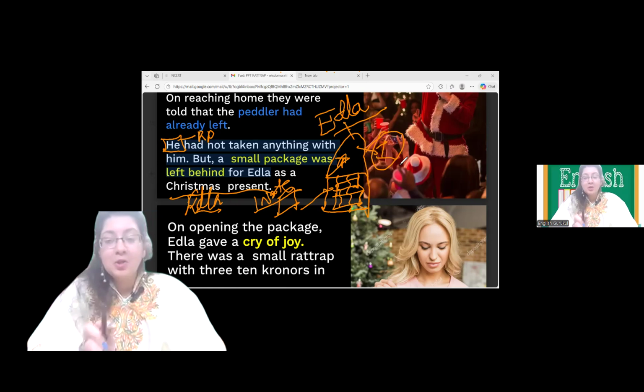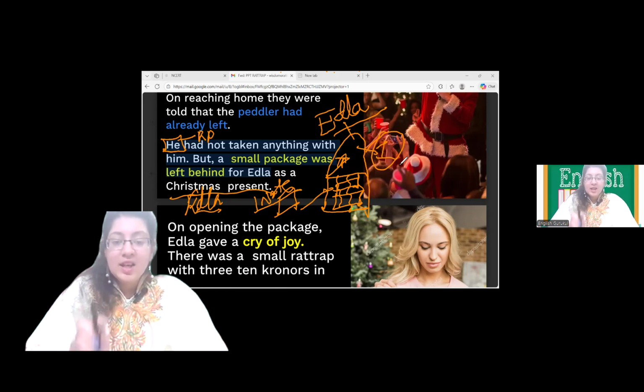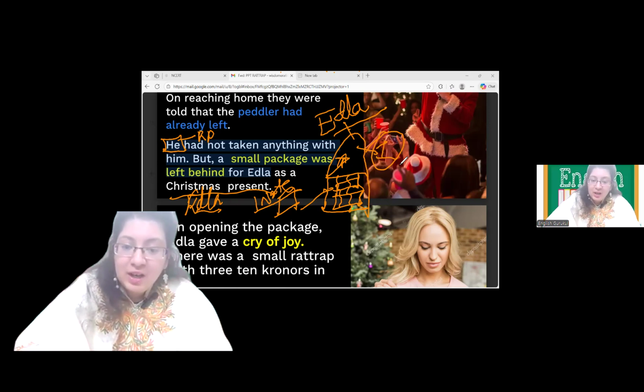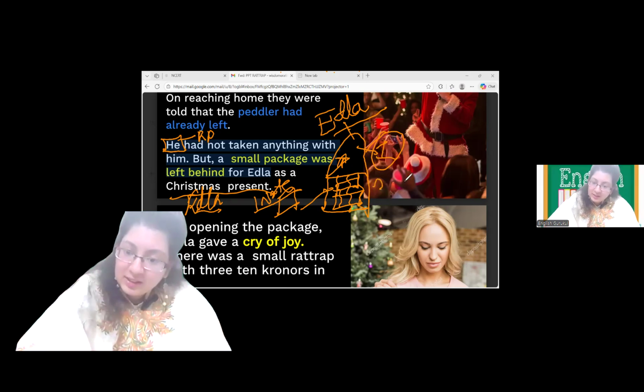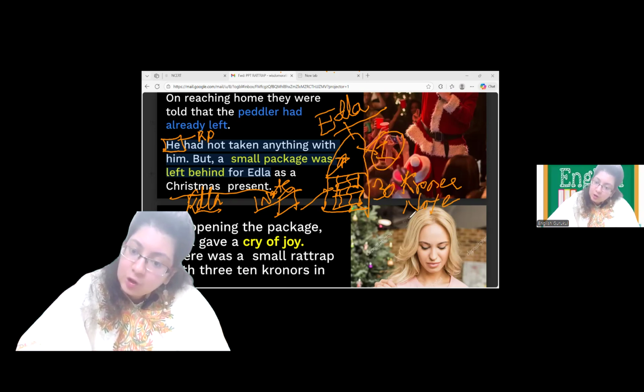And on this very special occasion, that is Christmas, he gave the Rattrap as well as the note, as well as 30 kroner notes. Okay, 30 kroner notes that he had stolen from the old crofter.